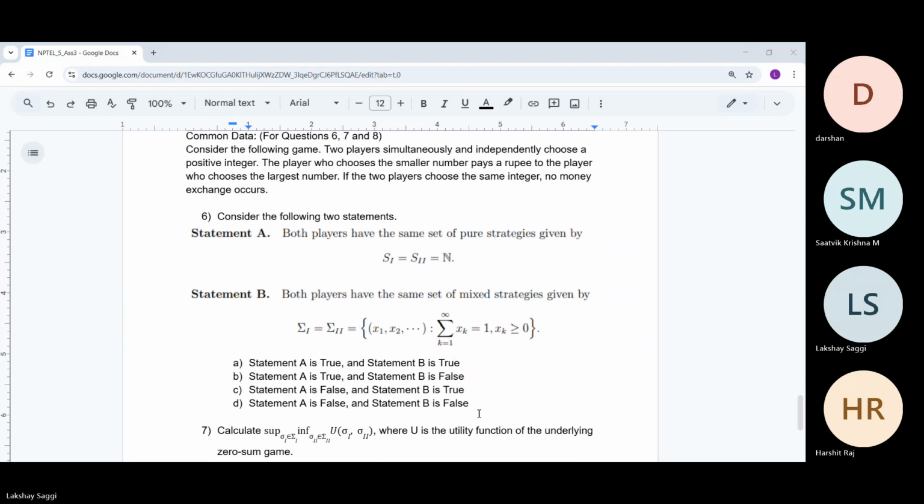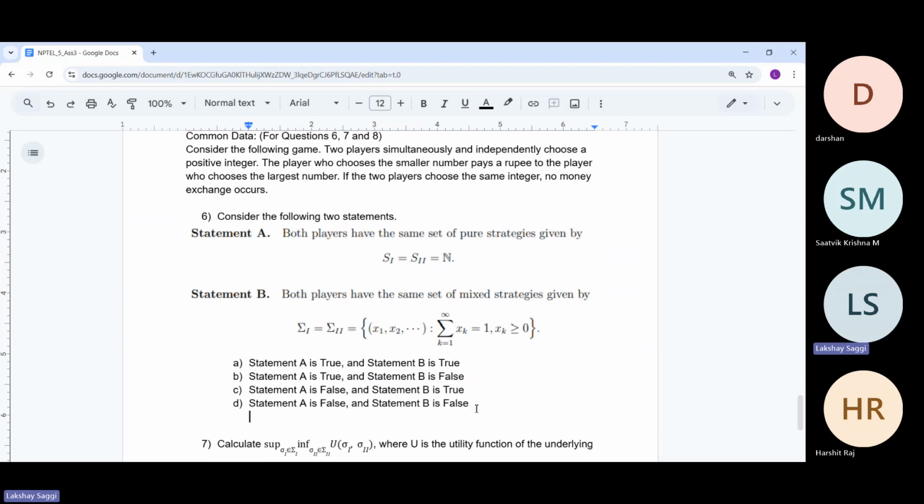So good job, guys. I think this is a very straightforward question, and option A is correct, and both statements are true. It's not very deep to see why this is true. Both the players have to choose a positive integer, right? And what's a positive integer? A positive integer is just a natural number. So both of these players can only play natural numbers. That's why their set of pure strategies is just the set of natural numbers.